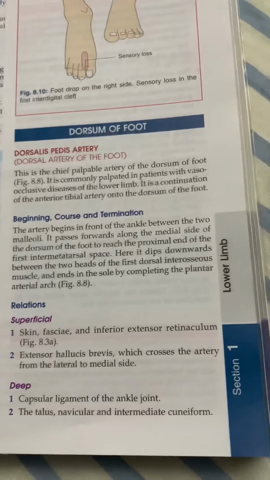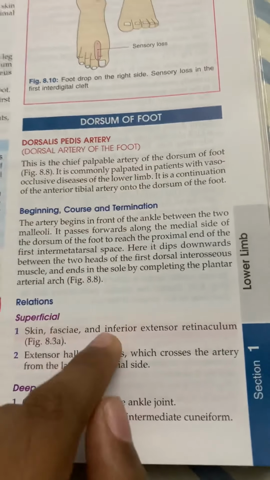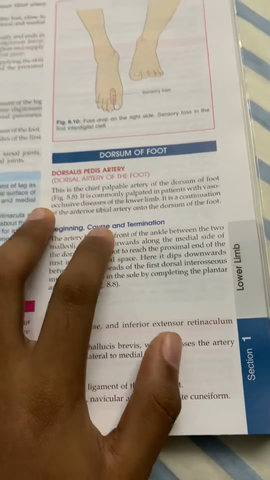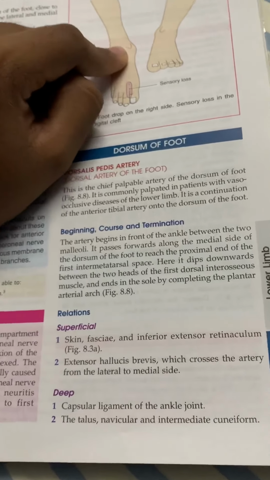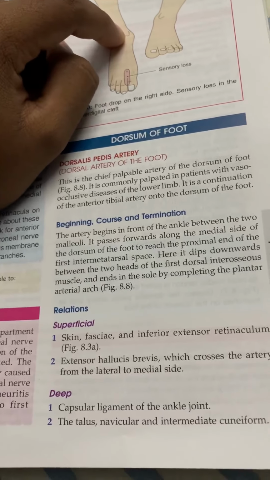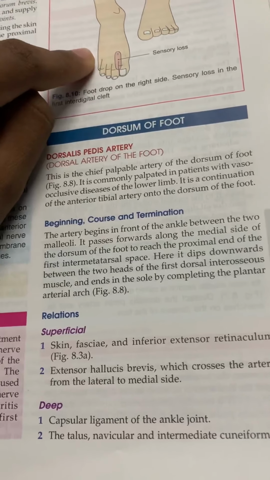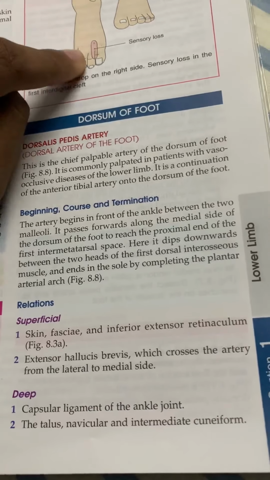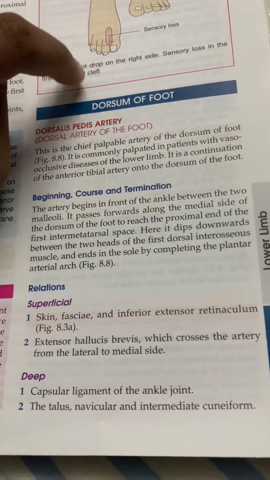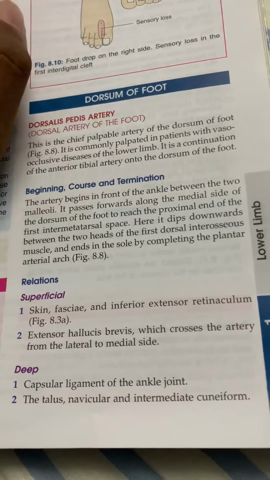So in the dorsum of the foot, we have that one muscle, that is extensor digitorum brevis, and also dorsalis pedis artery. So where does it begin? It is very easy to remember. So the anterior tibial artery has a very vertical course, downward course, right? So at the midpoint between both the malleoli, it passes forwards and reaches the proximal end of first intermetatarsal space. It goes medially, okay, and then it dips downwards and ends in the sole by completing the plantar arterial arch.